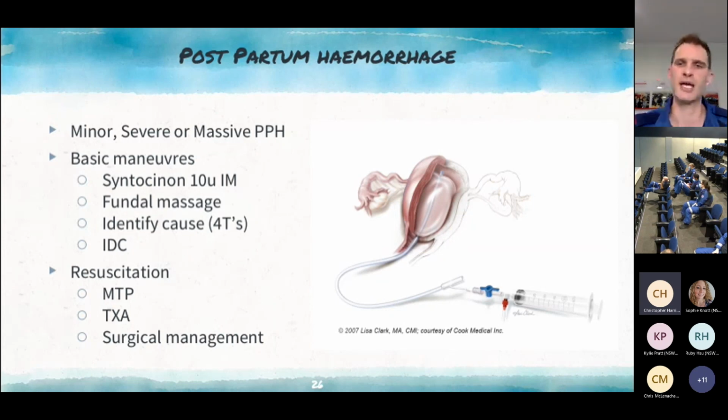It can also be defined as either primary PPH, which is within the first 24 hours of delivery, or a secondary PPH, which is after 24 hours, up to 6 weeks. And these tend to have different causes, or not different causes, but the causes represented.